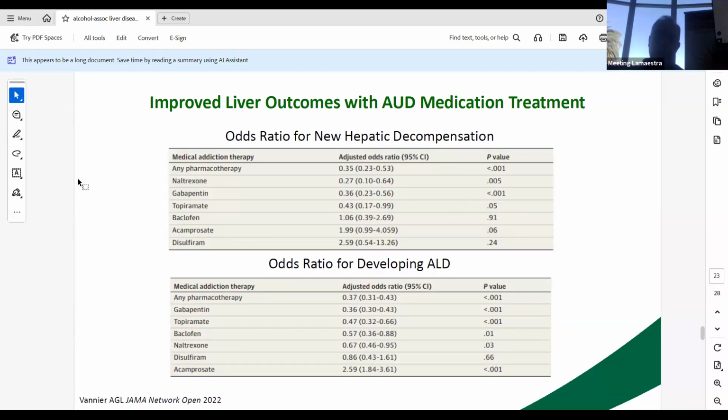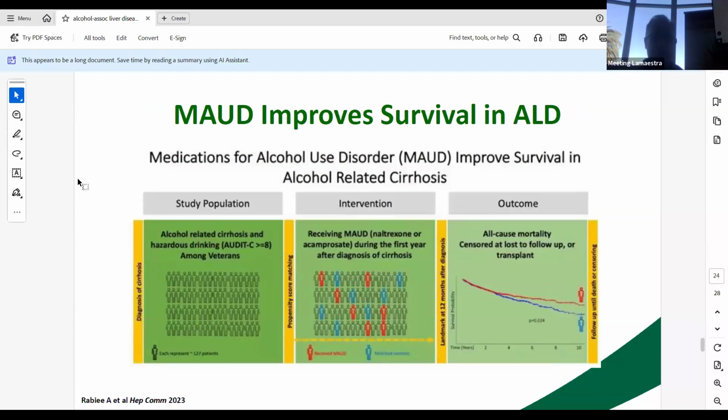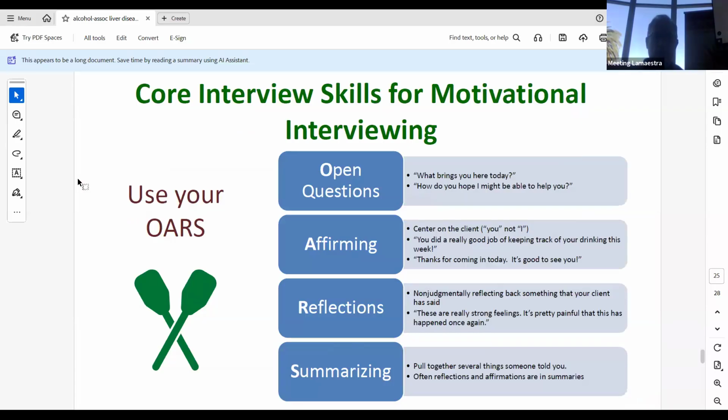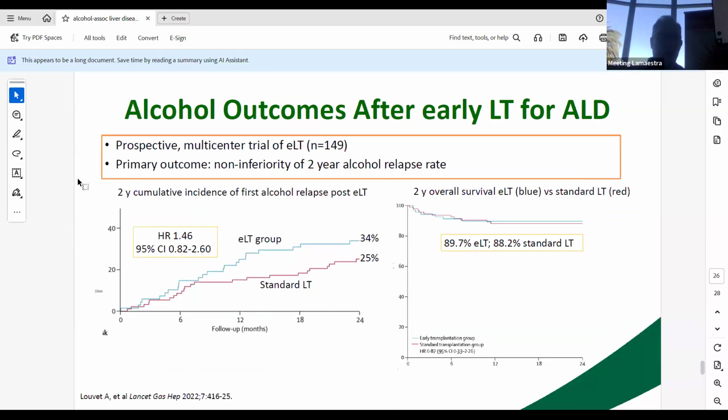People live longer, live better. They're on treatment. It's amazing. A lot of data behind that. So medications for alcohol use disorder improve survival. This just has to do with how we interview. This motivational interviewing is really nice. I try to weave that in when I'm talking to patients, depending on what the chemistry in the room is.